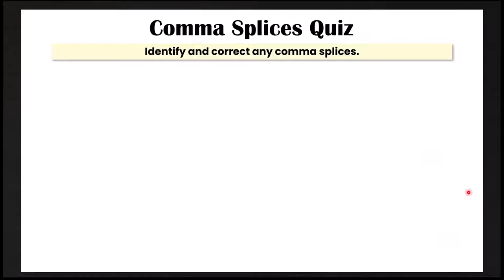This is the comma splices quiz. You have to identify and correct any comma splices. I'll read each sentence and then you'll have some time at the end. And after that, we'll correct them together. You can use any of the methods I taught you previously.